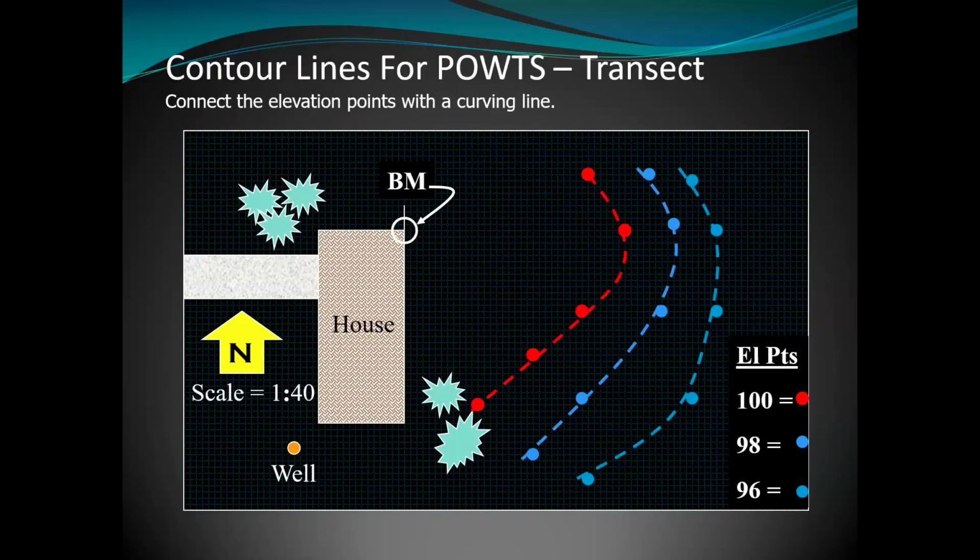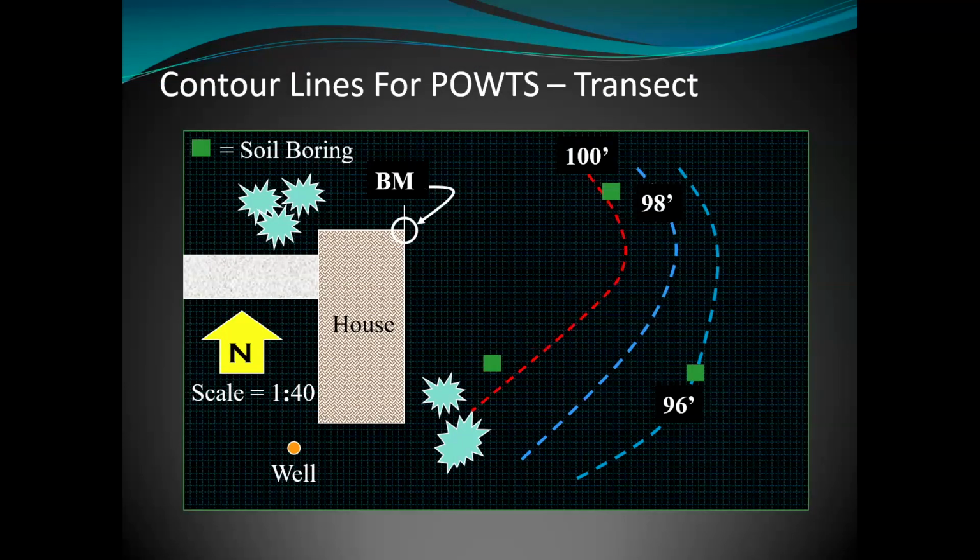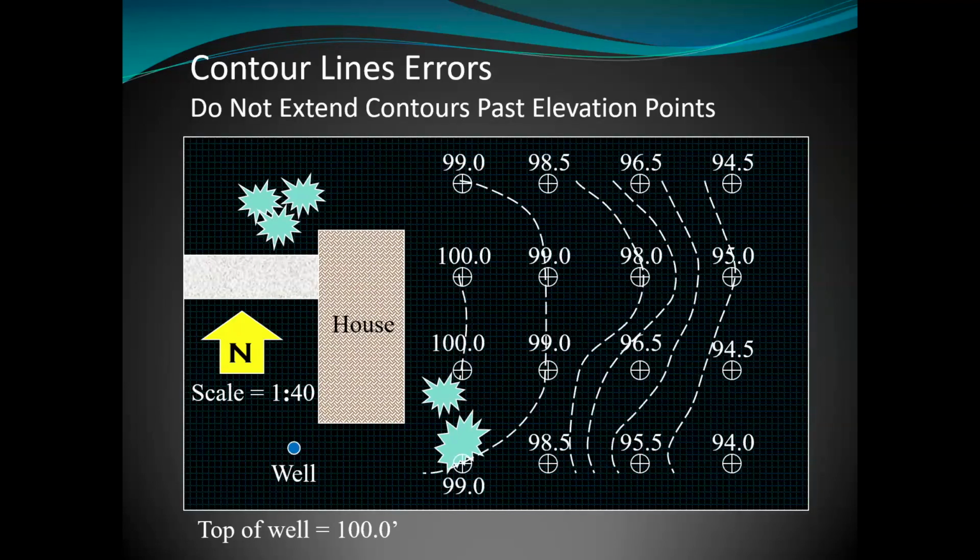But otherwise, what you're doing is making your contours. So these are all equal data points. All the hundreds should be connected. All the 98s, all the 96s can't cross, and they should make sense like that. And then here you put your pits on, and then you'll be able to map out what your elevations are, and then have your system suitability on the site.